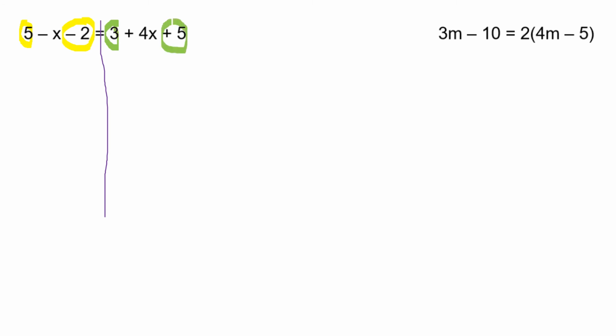So we need to group those things together. So 5 minus 2, because what you do on one side, you do what it says. And since those are both on the same side, you do what it says. So 5 minus 2 is 3, and we bring down that negative x.